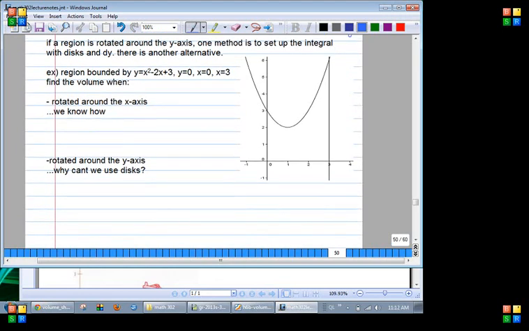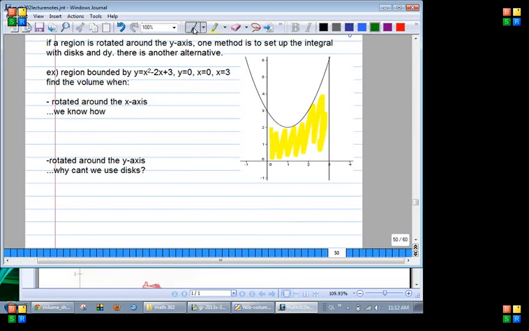All right. So here I've given you a function and a little sketch of it. y equals x squared minus 2x plus 3, and then also y equals 0, x equals 0, and x equals 3. So our region, roughly speaking, is that. Okay. So rotate around the x-axis, we know how to do that. I'm not even going to talk about that. But what about rotating around the y-axis?